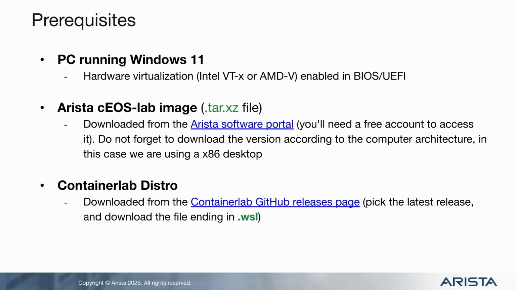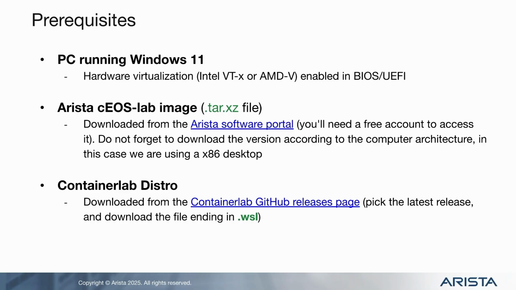Of course, since our labs are mostly using cEOS Lab, we're going to need to have the cEOS Lab image. This can be downloaded from our website. You just need a free account. In this case, since you're using a regular PC, we're going to be using the x86 image. Just make sure that you are downloading the correct version. Otherwise, the content is not going to be deployed.